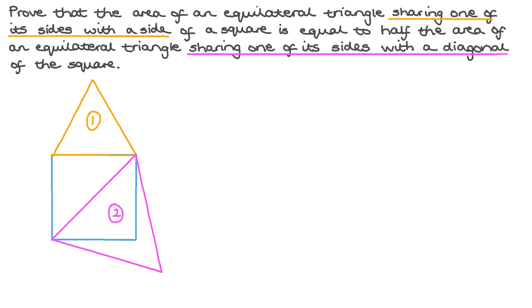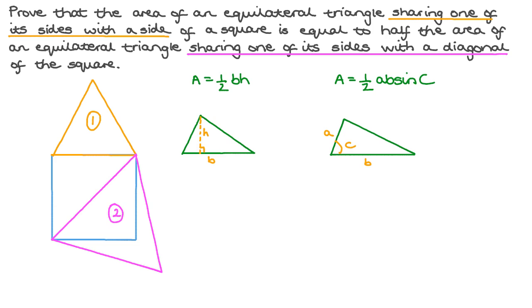Now the question is asking us to prove a statement about the areas of these equilateral triangles, so we need to think about how to find the area of a triangle. Now there are two ways to do this. If we know the base and the perpendicular height of a triangle, we can use the formula 1/2 multiplied by base multiplied by height. Or if we know two sides of the triangle and the included angle, so that's the angle between those two sides, we can use the formula 1/2 AB sine C, where A and B are two sides of the triangle and C is the included angle.